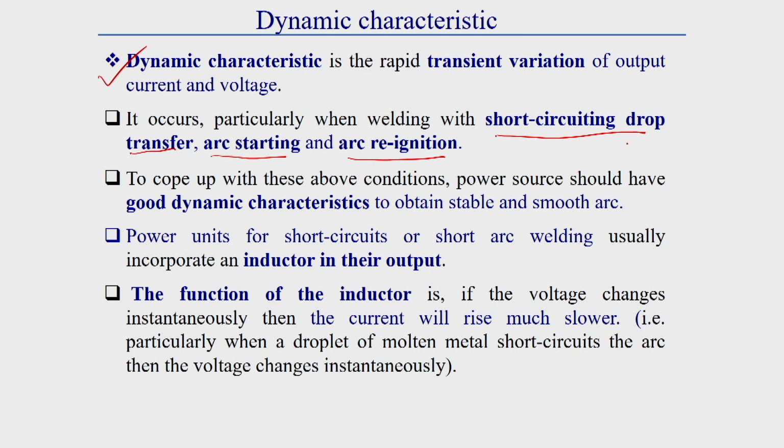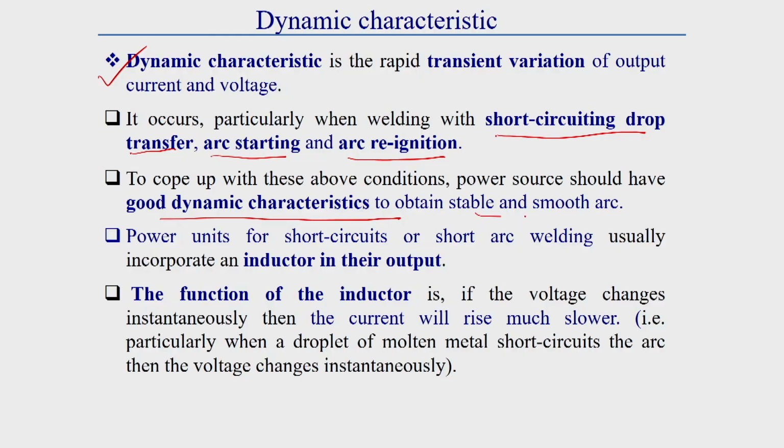To cope with short circuiting, arc starting and reignition, the power source should have good dynamic characteristics. Otherwise, we will not get a stable or smooth arc. So, if a power source has good dynamic characteristics, then we can get a stable and smooth arc.